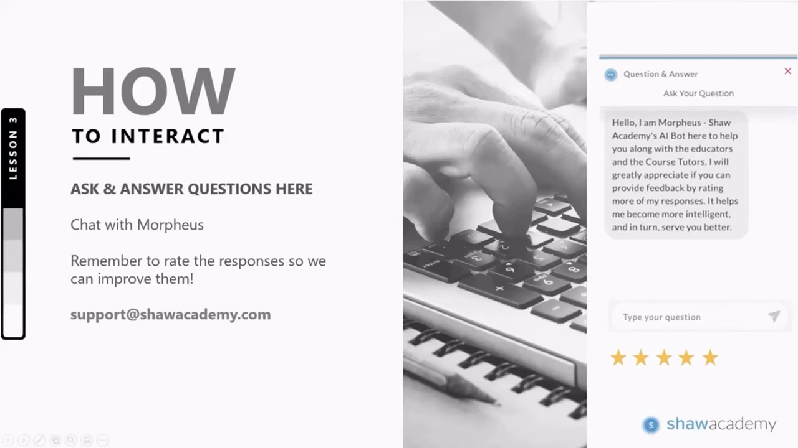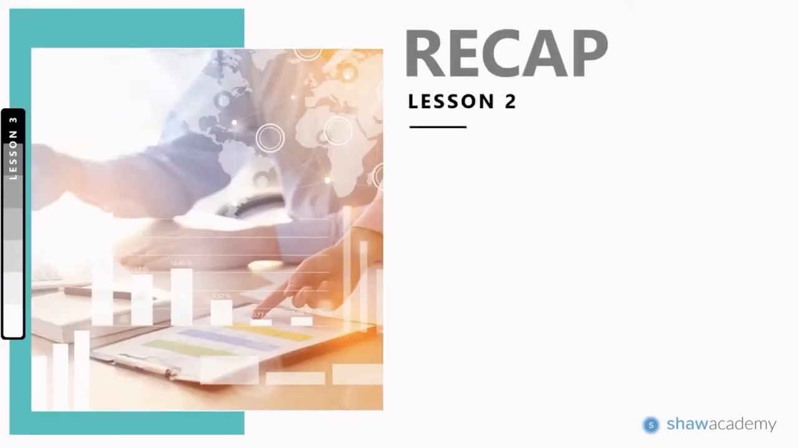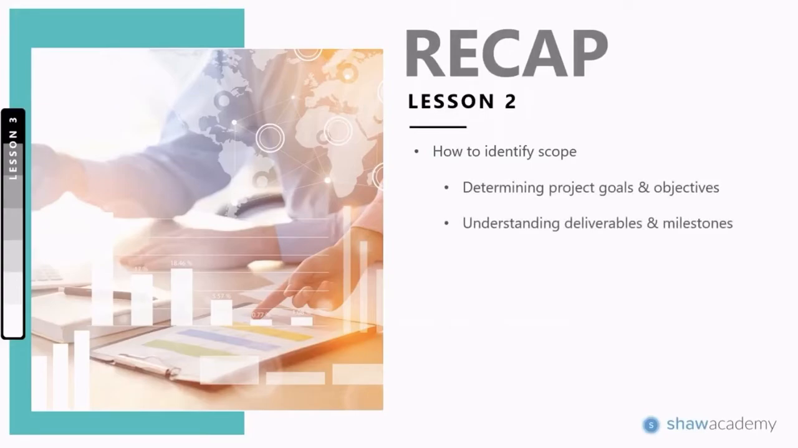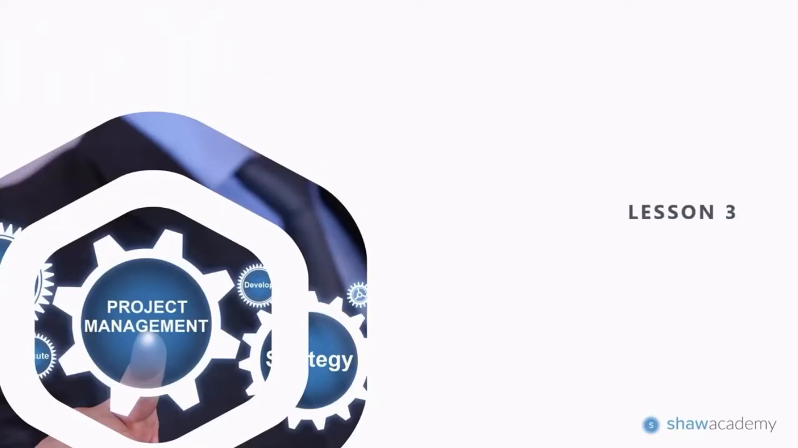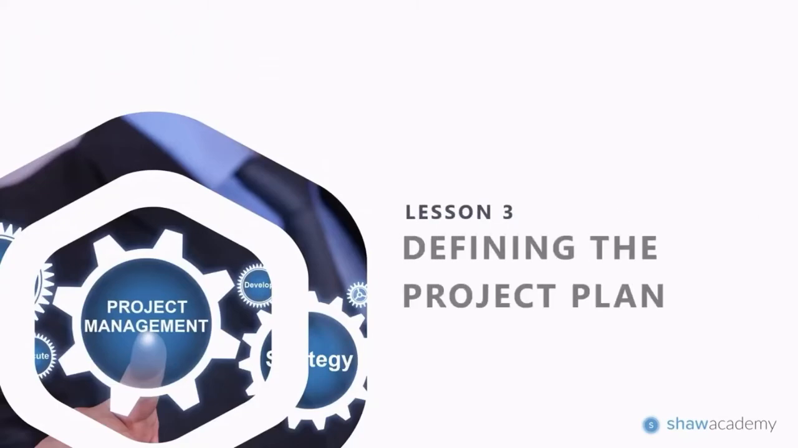Just to recap on Lesson 2, we spoke about how to identify scope, determining project goals and objectives, understanding deliverables and milestones, feasibility studies, creating a stakeholder register, and creating a project charter. Now that we're all up to speed, let's move on to Lesson 3, defining the project plan.